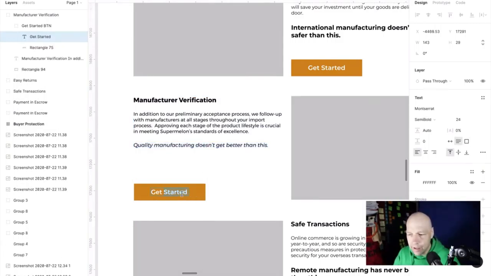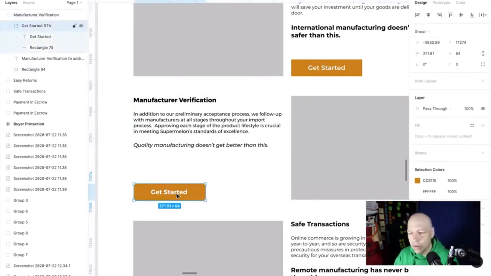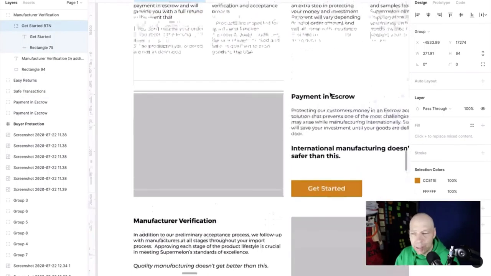And then I've got to tell you, this get started is super big. This is where I think coming down with a secondary label might work, because with these buttons, is this more of a read more for each of these, more of a label instead of a button?